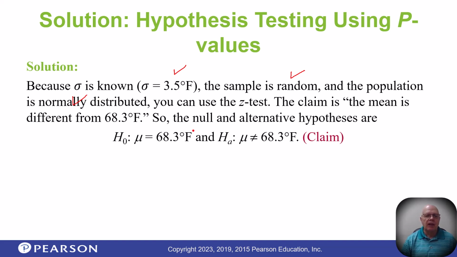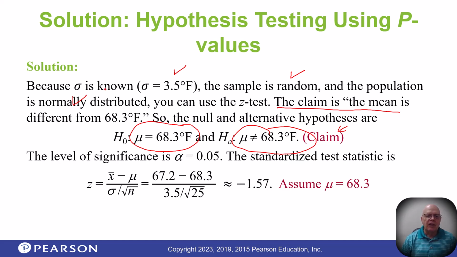If we do, then we know how to do that. We're going to claim that the mean is different. That means not equal to. So that becomes the alternate. And this is the equal part, so that's the null hypothesis. Label the claim, because we're going to need that at the end to make our final statement.